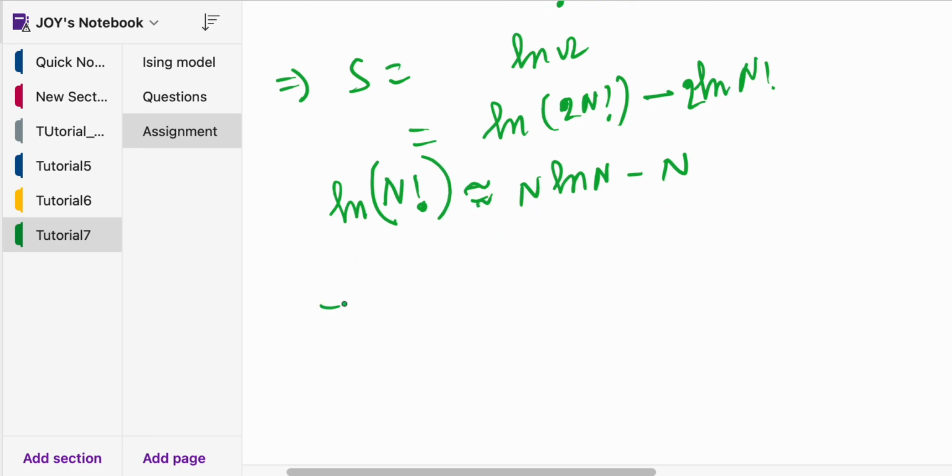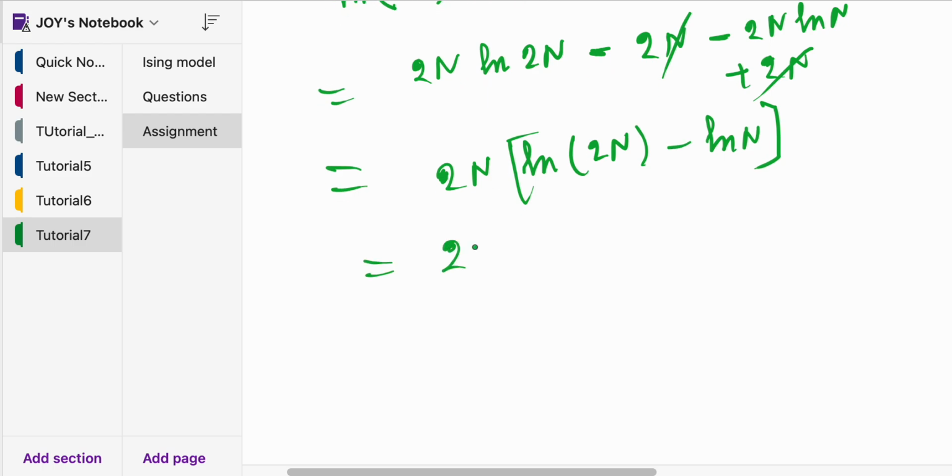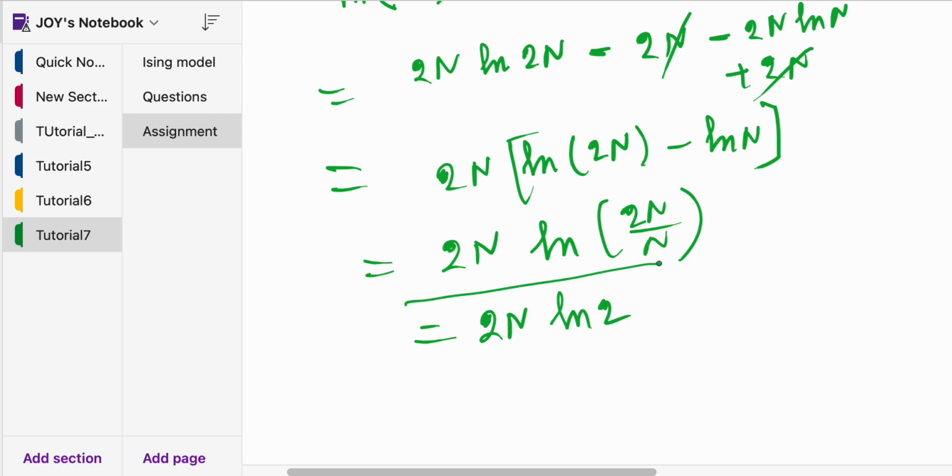So if we use that here, it will be 2n ln 2n minus 2n minus 2n ln n plus 2n cancelled, so equal to 2n ln 2n minus ln n, which will be 2n ln 2n by n, which is 2n ln 2. So this will be the entropy.